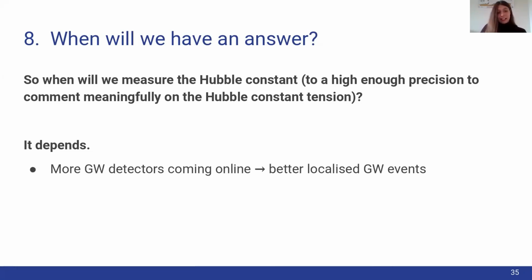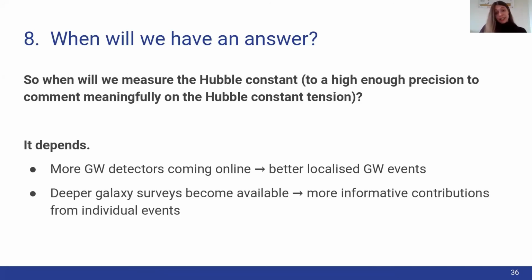So later this decade, there will be more gravitational wave detectors coming online, which means we will have better localized gravitational wave events. This is better not just for the statistical galaxy catalog method, but it's also better for the EM counterpart method, because it means we'll have smaller sky areas that need to be searched in order to find these counterparts.